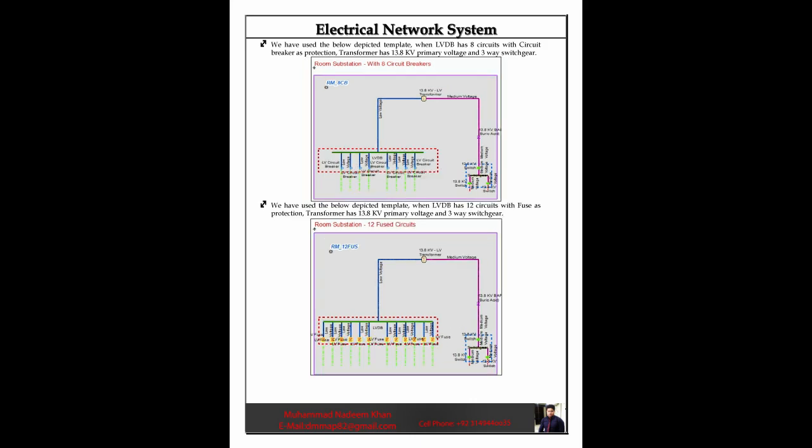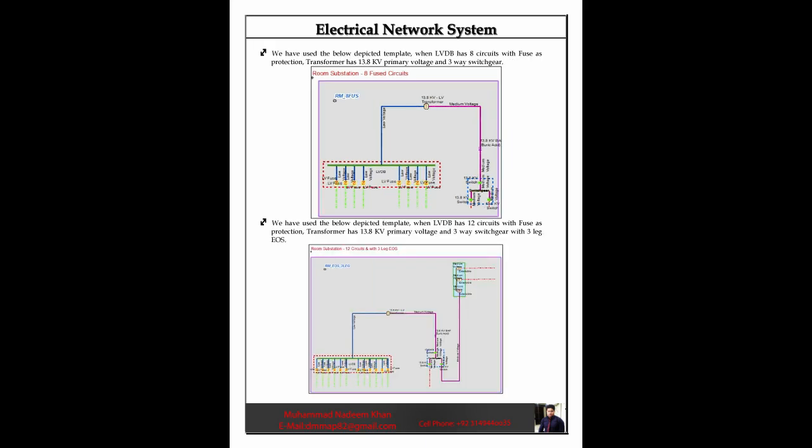We have used the below depicted template, when LVDB has 8 circuits with circuit breaker as protection. Transformer has 13.8 kV primary voltage and 3-way switchgear. We have used the below depicted template, when LVDB has 12 circuits with fuse as protection. Transformer has 13.8 kV primary voltage and 3-way switchgear. We have used the below depicted template, when LVDB has 8 circuits with fuse as protection. Transformer has 13.8 kV primary voltage and 3-way switchgear.